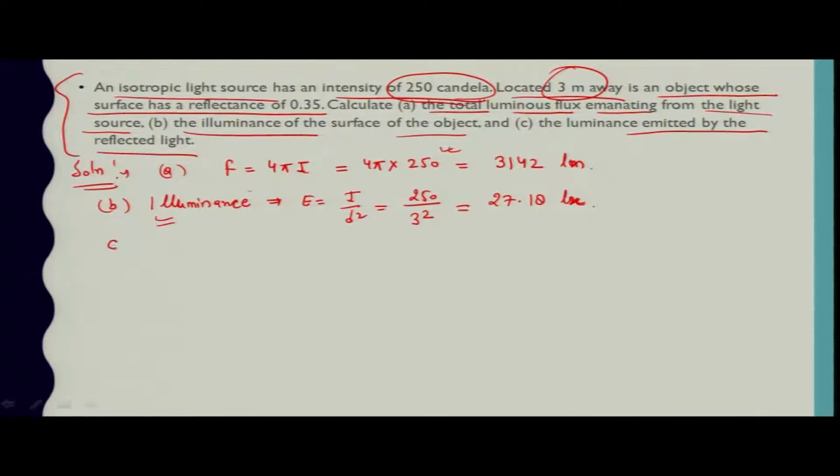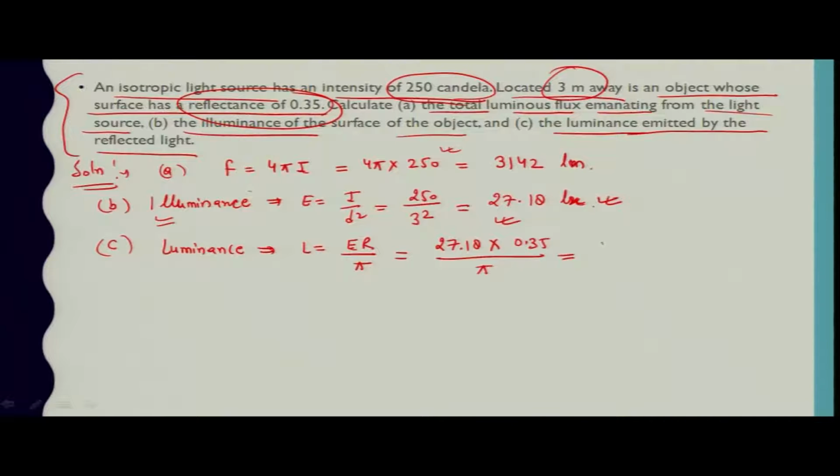So now the luminance emitted by the reflected light, this luminance can be calculated as L equals E times R upon pi, where E is illuminance and capital R is reflectance. Since we have calculated illuminance in the previous line, 27.18 into reflectance, what is reflectance? Reflectance is 0.35, upon pi, so that will come out as 3.095. The unit of luminance is candela per meter square.